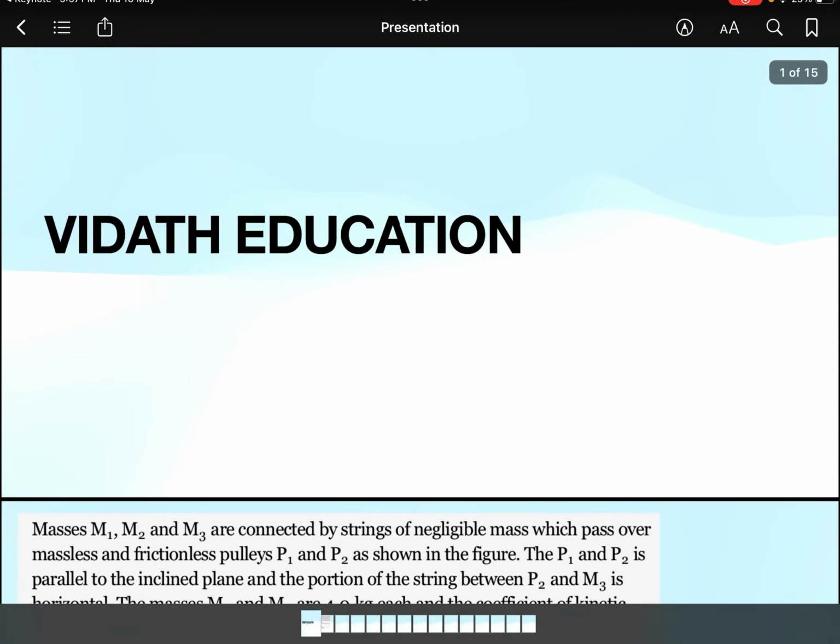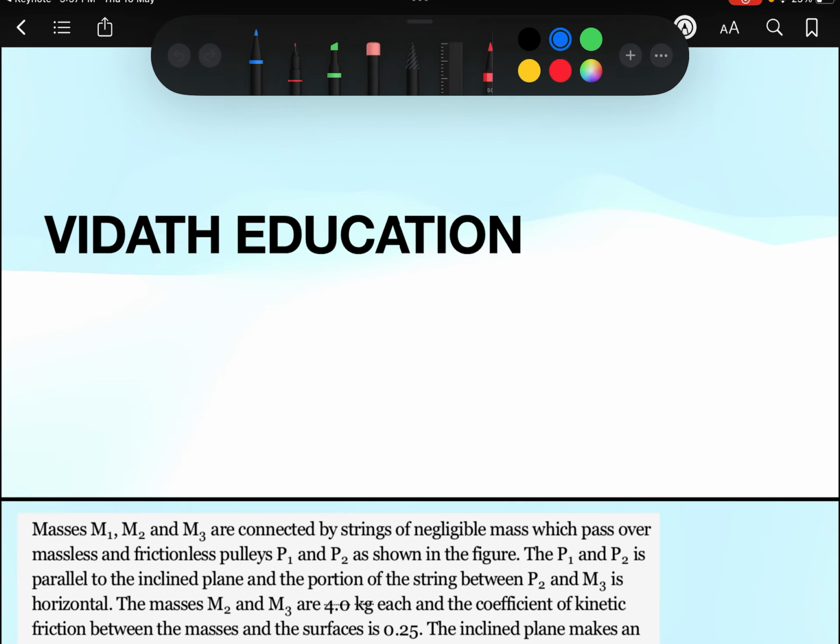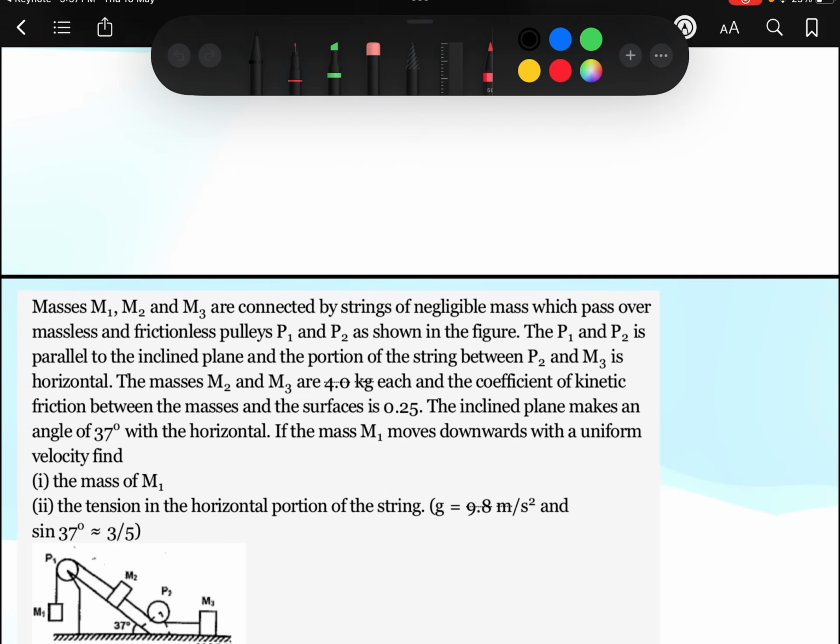So this is another question from IIT JEE PYQ. The question is from the chapter Newton's laws of motion and friction. And here is the question.